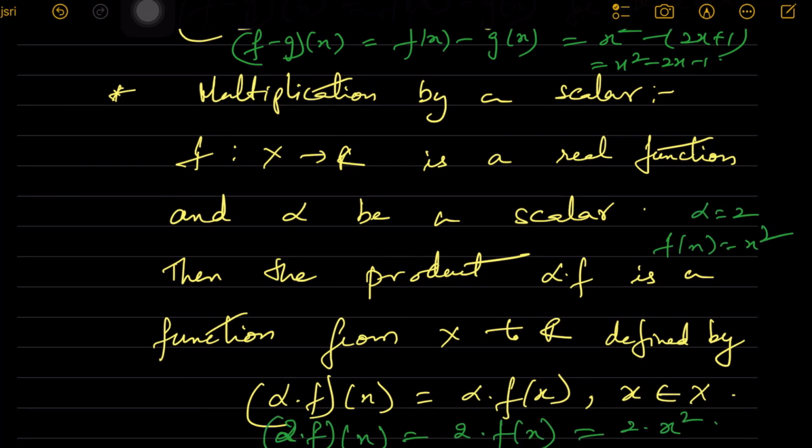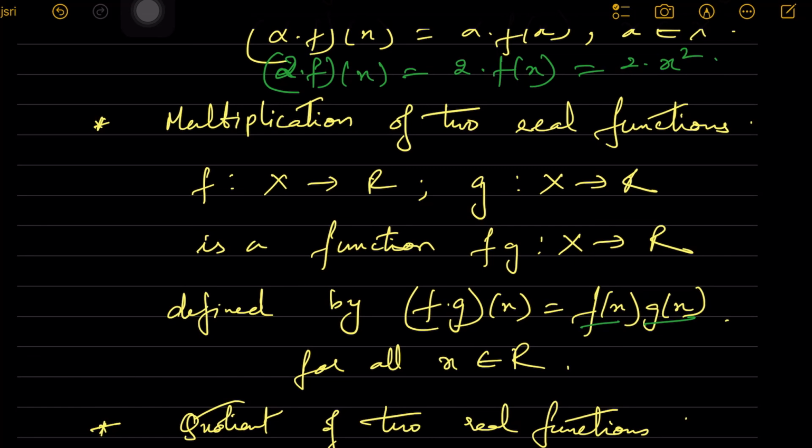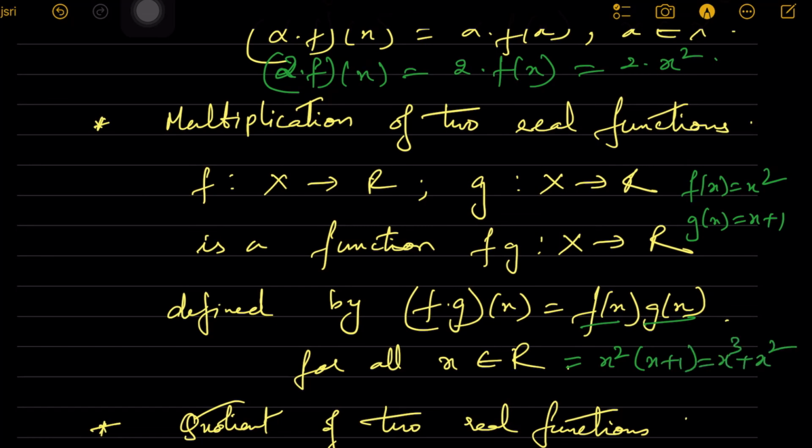Take alpha is equal to 2, f of x is equal to x square. We can write it as alpha into f of x is equal to 2 into f of x, which is equal to 2 into x square. Next, multiplication of two real functions also we can do in the same way. We have f of x is equal to x square, g of x is equal to x plus 1. Then f into g of x can be written as f of x into g of x, which is equal to x square into x plus 1, which is equal to x cube plus x square.